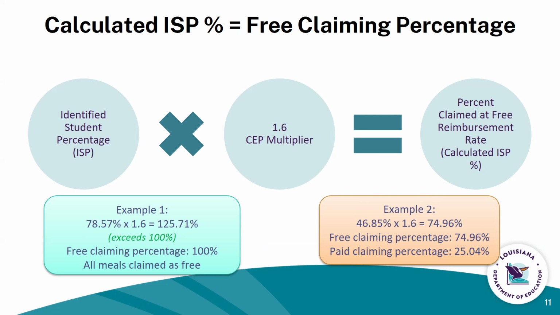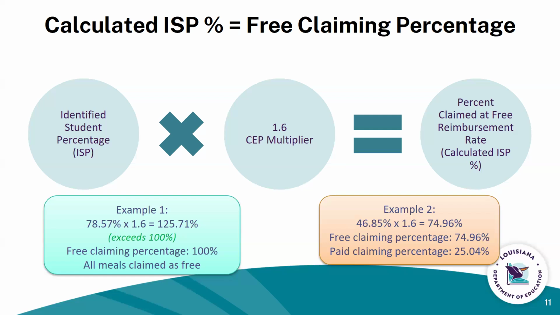In example 1, we'll use the ISP from the previous slide. So 78.57% multiplied by the CEP multiplier of 1.6 equals a calculated percentage of 125.71%. This percentage exceeds 100%, therefore all meals can be claimed as free.